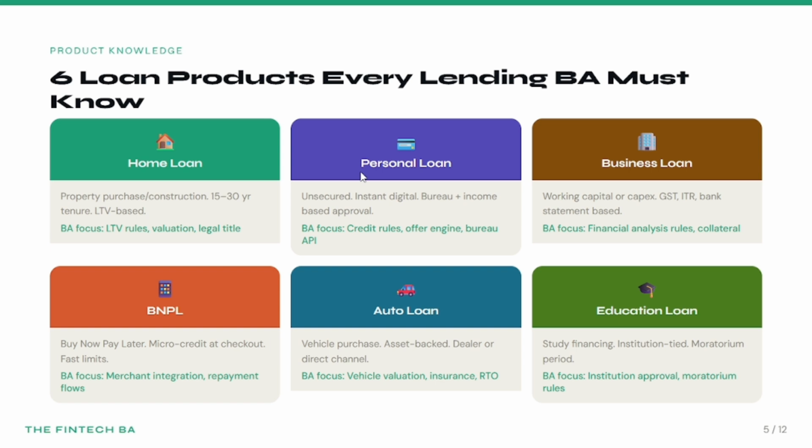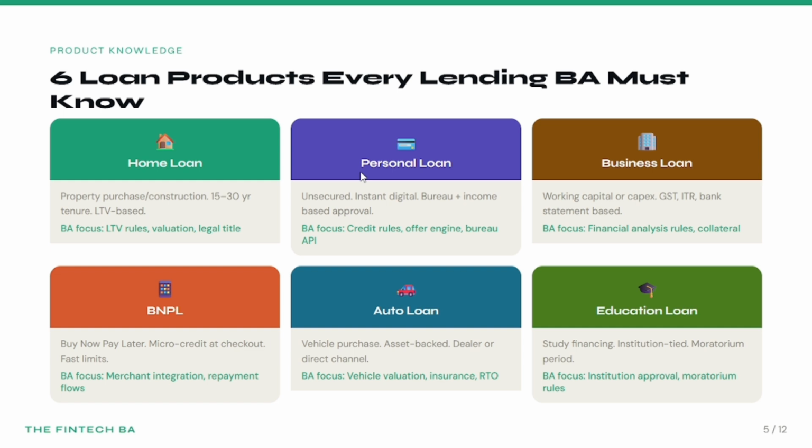Now if I talk about product 3, which is business loan. When a business needs money, the credit inputs are fundamentally different. GST returns show revenue patterns, income tax returns show profitability, bank statements show cash flow. For manufacturing businesses, inventory and debt cycles matter. For service businesses, contract receivables matter. If you have the basic idea of each and every product, then definitely you will be able to relate, you will be able to build the system, you will be able to document.